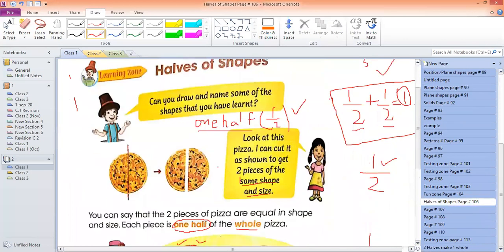Look here, if you divide a pizza into 2 equal pieces, and you eat this piece also and this piece also, this is half, this is also half. If you eat 2 half pieces of the pizza, that means you eat the full pizza. That means 1/2 + 1/2 = 1. That means out of 2 equal parts, you eat 2 parts. That means you eat 1.